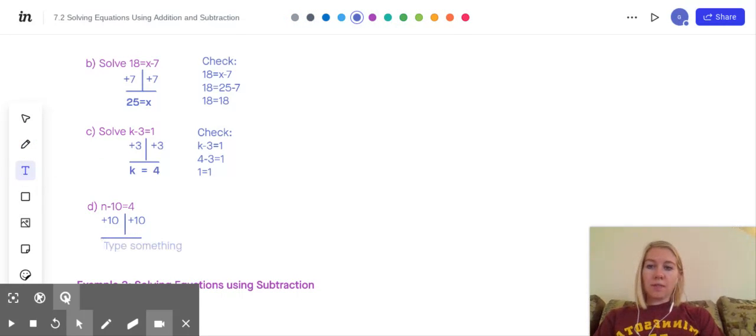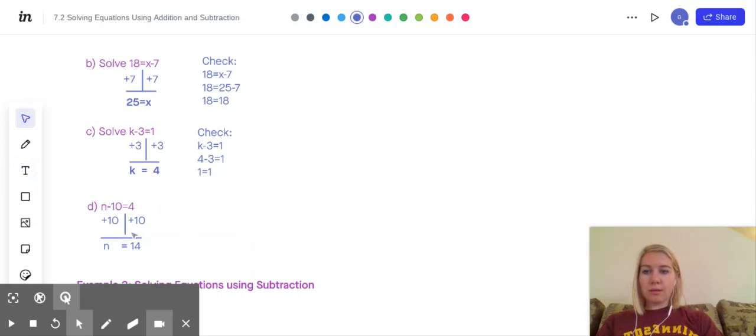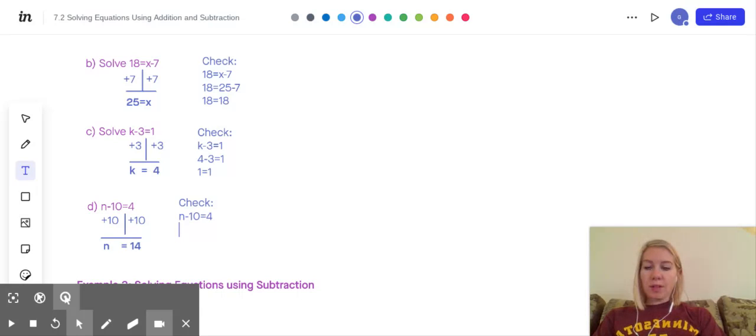On the left, n minus 10 plus 10 is 0, so we're left with n on the left side, equals 4 plus 10 is 14. Okay, let's double check our answer here to see if it is a solution. Our original equation was n minus 10 equals 4. Let's substitute 14 for n. So 14 minus 10 equals 4. I know 14 take away 10 is 4, equals 4, so we're good.